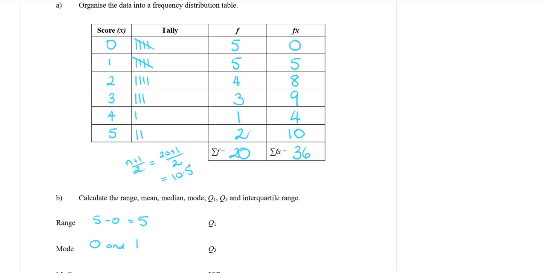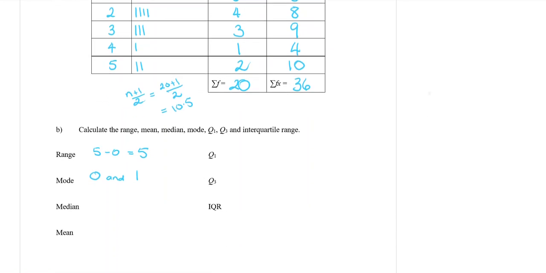Or you can count down your frequency. So 5, then another 5, there's 10 numbers right there, which means the 11th number would be in here. 10th number's there, 11th number's there, which is scores between 1 and 2. So the median would be 1 plus 2 divided by 2. I'm averaging those two things. Okay, that makes 1.5.